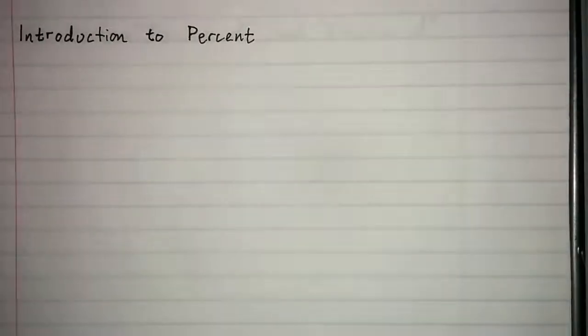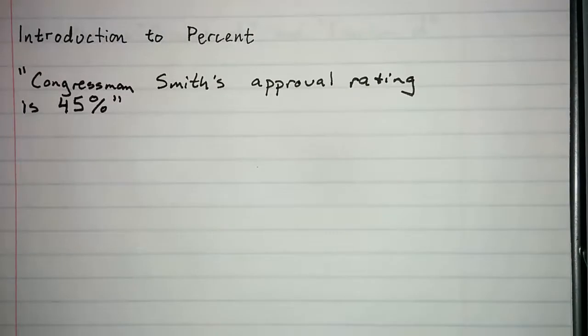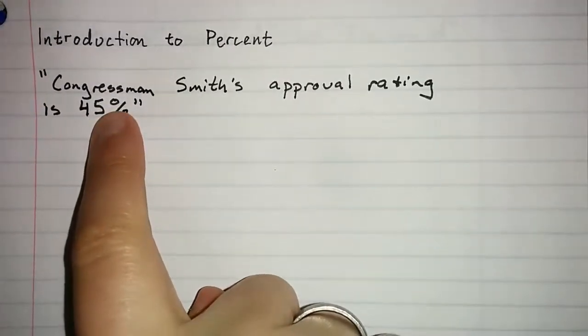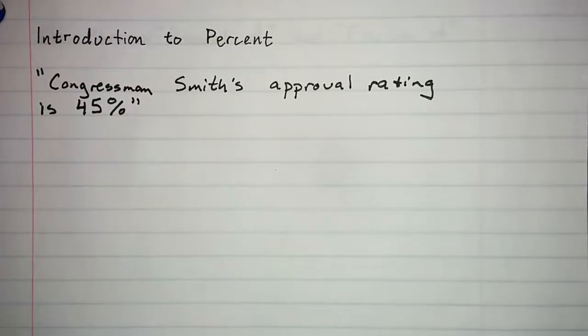We often encounter numbers presented in the following way. We might see a sentence that says, Congressman Smith's approval rating is 45%. So this symbol with the 0 above the slash and below the slash, we read that using this word percent.